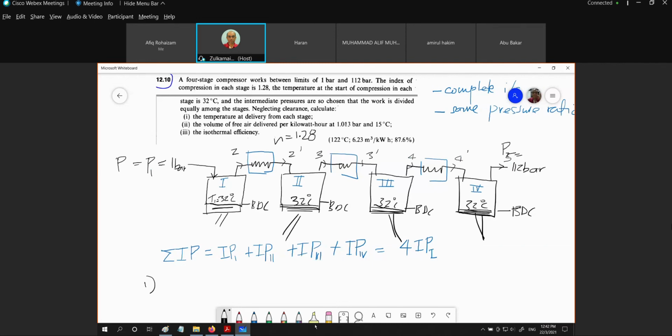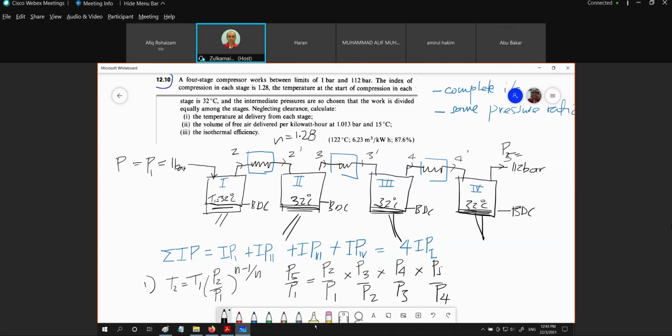So what we want now is to find T2. T2 over T1 equals P2 over P1 to the power of N minus 1 over N. Okay? And if we look at the pressure ratio, the overall pressure ratio P5 over P1, maximum pressure divided by minimum pressure, this is the maximum, this is the minimum. The pressure ratio equals P2 over P1 multiplied by P3 over P2 multiplied by P4 over P3 multiplied by P5 over P4.